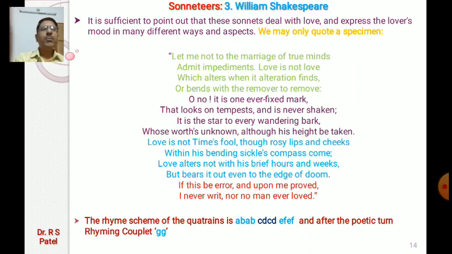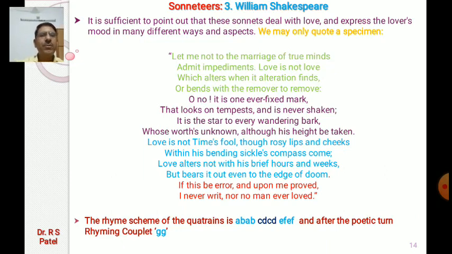It is sufficient to point out that these sonnets deal with love and express the lover's mood in many different ways and aspects. Shakespeare's treasure of sonnets is very, very rich, and all of them are real pearls, as we have already mentioned, preserved in a very rich cascade. Friends, let us see a specimen of William Shakespeare's sonnet.